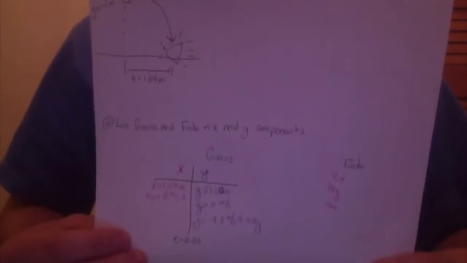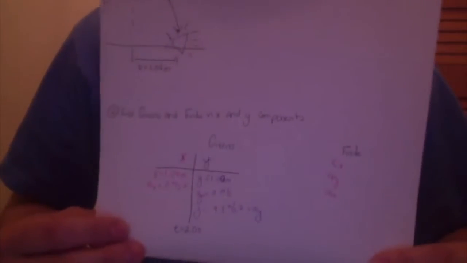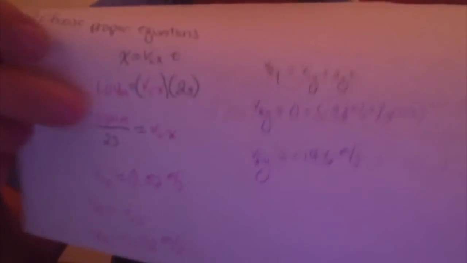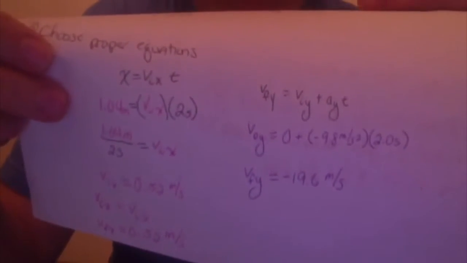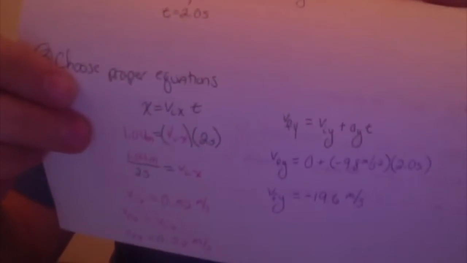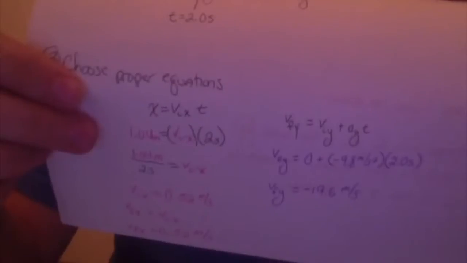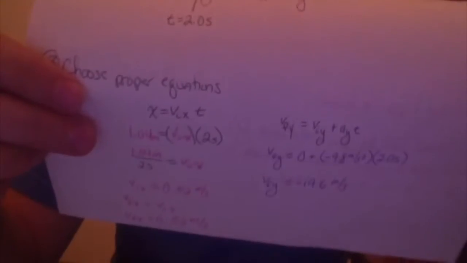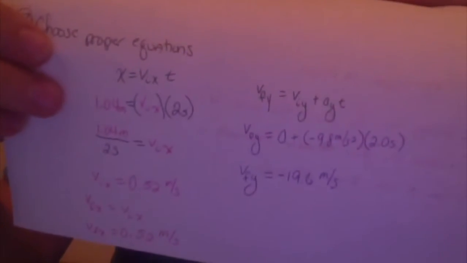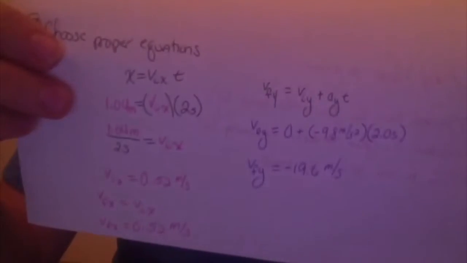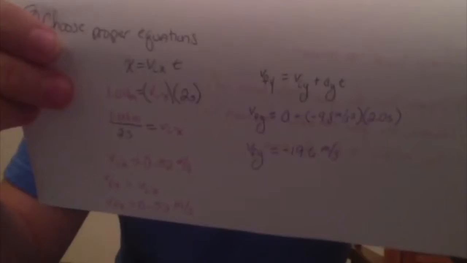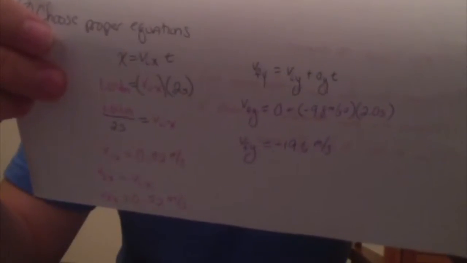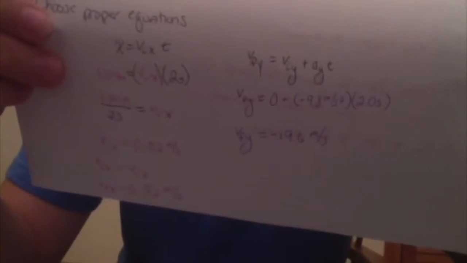Okay, so step number 3 to solve my problem: I have to do the math. So I have to find the right equations to finish the problem. My first equation is going to tell me what my initial x velocity is. I'm going to plug my x value and my t value in here and solve for the initial x velocity, and this is what I get. Then I wanted to know what my final x velocity is, and it's going to be equal to the initial x velocity, since our x velocity never changes.